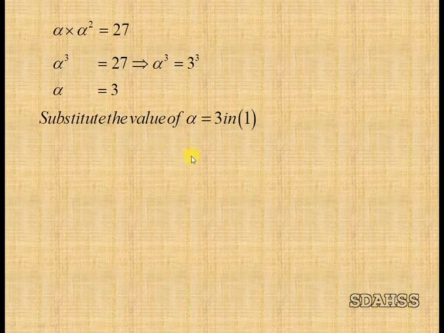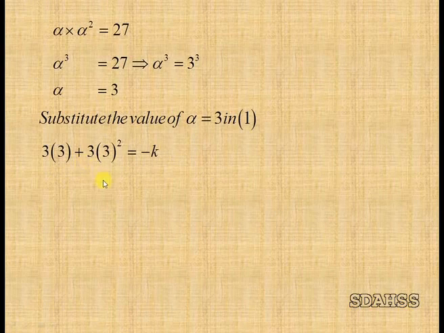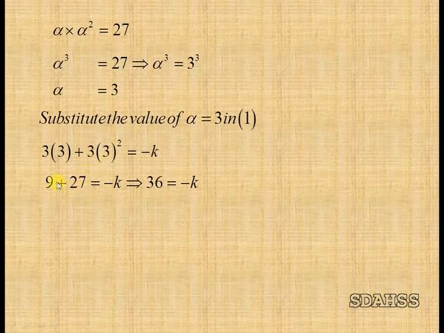Substitute alpha is equal to 3 in the first equation. So you have 3 into 3 plus 3 into 3 squared is equal to minus k. 3 into 3 is 9. 3 squared means 9, 9 into 3 is 27. So 9 plus 27 is equal to minus k. 9 plus 27 is 36. 36 is equal to minus k. Therefore, k is equal to minus 36.